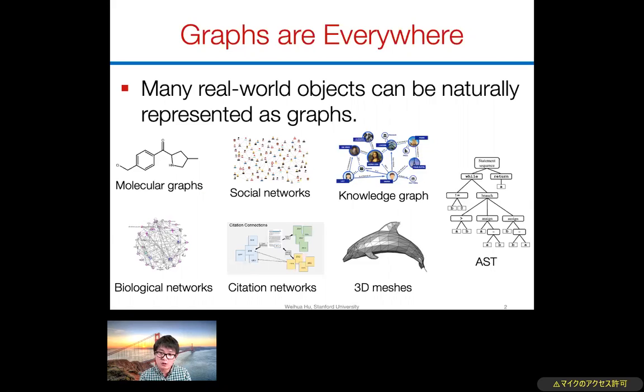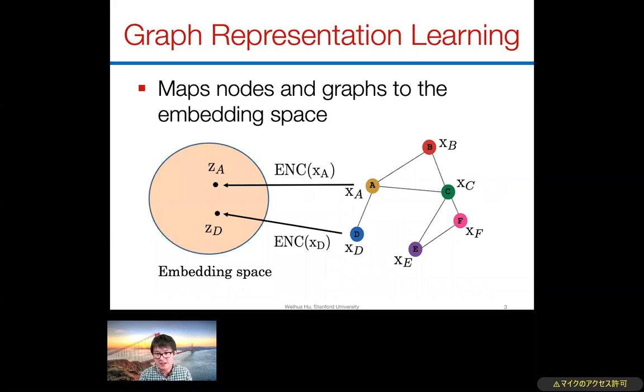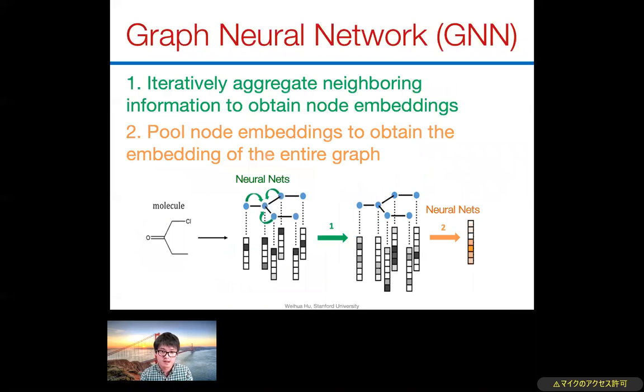To do this, we need to obtain good representation of graphs. The goal of graph representation learning is to map nodes and graphs to embedding space such that similar nodes or graphs are mapped into similar vectors. Graph neural networks, or GNNs, are a promising approach to graph representation learning. Given a graph, GNNs iteratively aggregate neighboring information to obtain node embeddings, and then pool the node embeddings to obtain the embedding of the entire graph. Notice that the neighbor aggregation and the pooling are modeled by neural networks, whose parameters are learned in an end-to-end fashion to predict the given labels.